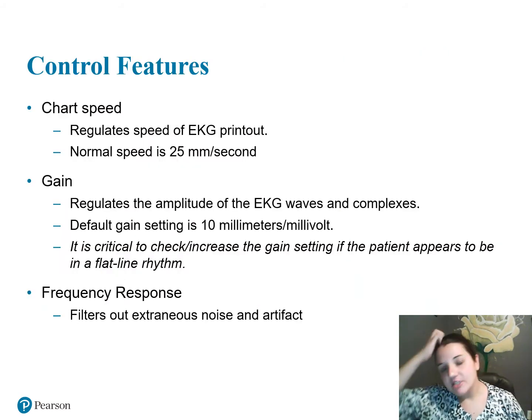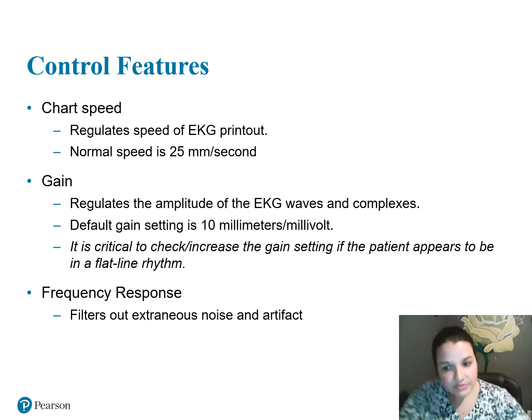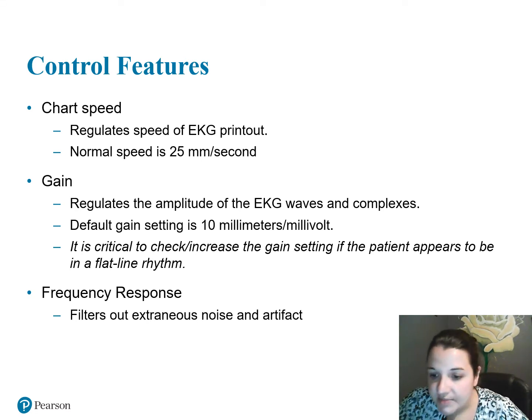Okay? All right, so your machine, let's talk a little bit about that. First of all, your machine is going to be set at a speed. It's known as its chart speed, and it regulates how fast that EKG is printed out. The normal speed is 25 mm per second. The gain is going to regulate the amplitude. Remember, amplitude is measuring the height of the QRS, measuring vertical. It regulates the amplitude of the EKG waves and complexes. The default gain setting is 10 millimeters, 10 millivolts.